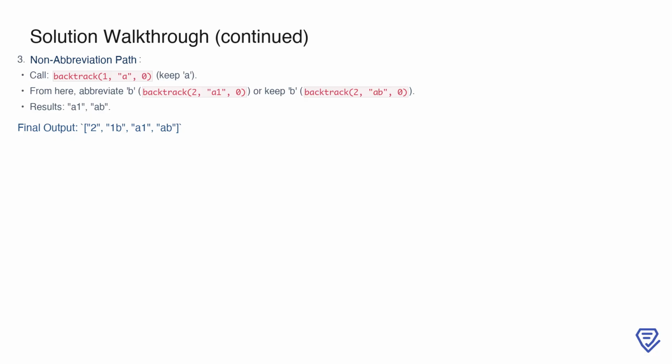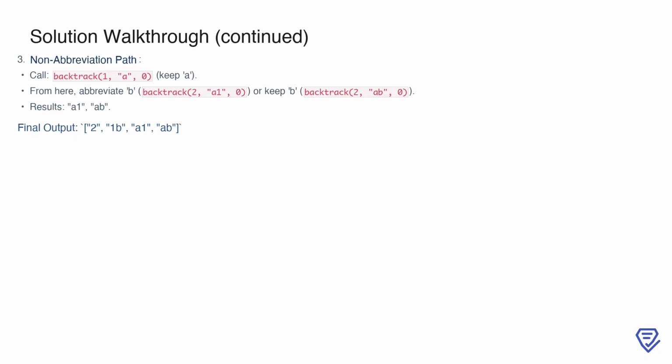On the non-abbreviation path for the input ab, we keep the character a in the current string and proceed to explore the options for the second character, b. Abbreviating b appends the count to the current string, resulting in a1, while keeping b appends it directly, resulting in ab. These two paths complete the exploration for this input, and when combined with the results from the abbreviation path, we get the final output, 2, 1b, a1, ab. By systematically applying this backtracking approach, we ensure that every possible abbreviation and non-abbreviation combination is captured for any given input string.